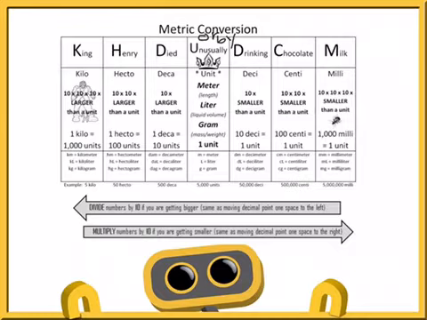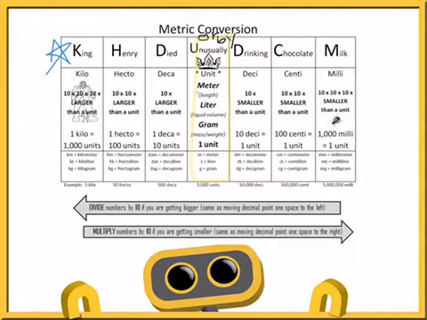This is going to be a very, very useful chart for you. It's got a lot of information on it. The thing I want to draw your attention to first is going to be up here, our little acronym that we use to remember all of the different metric measurements. And what's very cool is that unlike the customary system where everything's different, we are just going to add prefixes to our unit measurements.